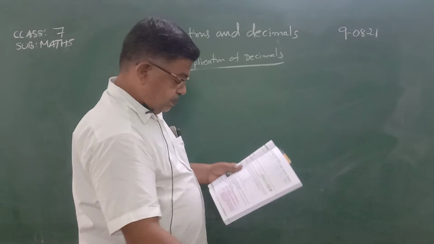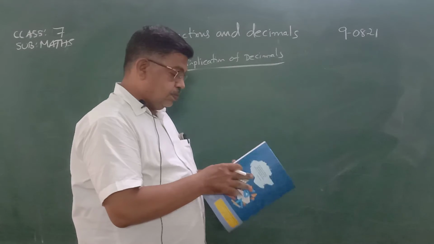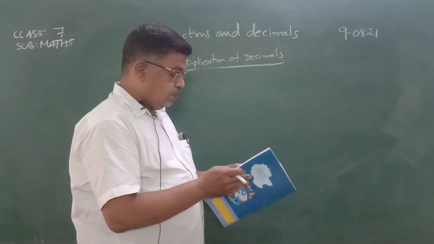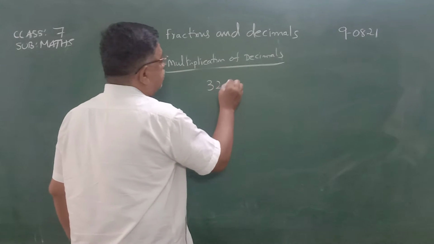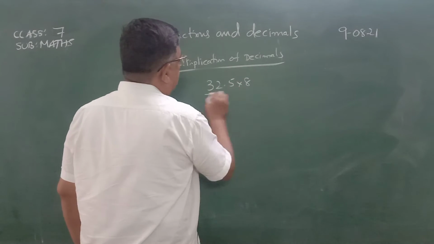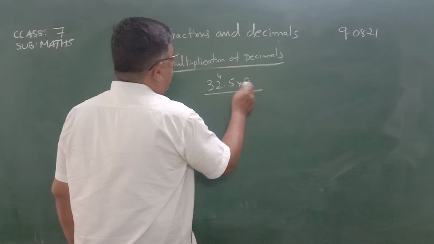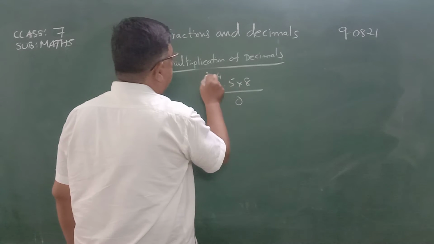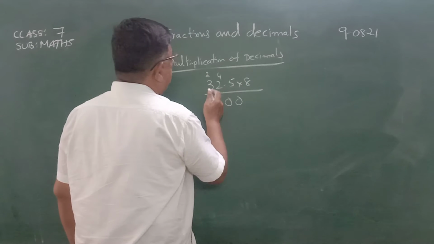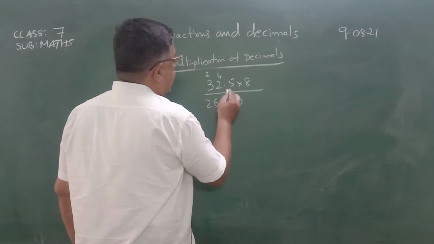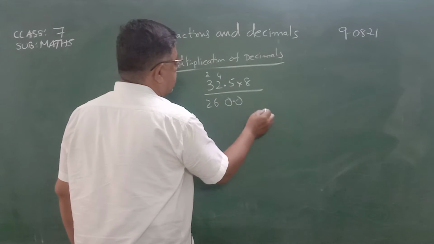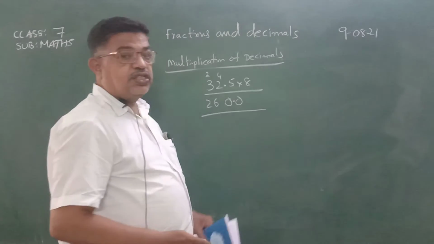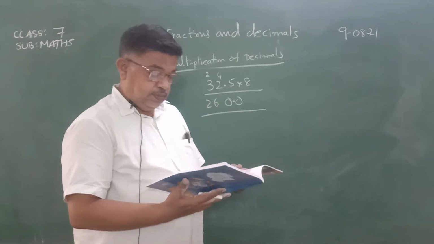Next, 32.5 into 8. 8 5s are 40. 8 2s are 16, 16 plus 4, 20. 8 3s are 24, 24 plus 2, 26. Count the decimal places. There is only one decimal place, so keep the point after one place. So the product is 260.0.